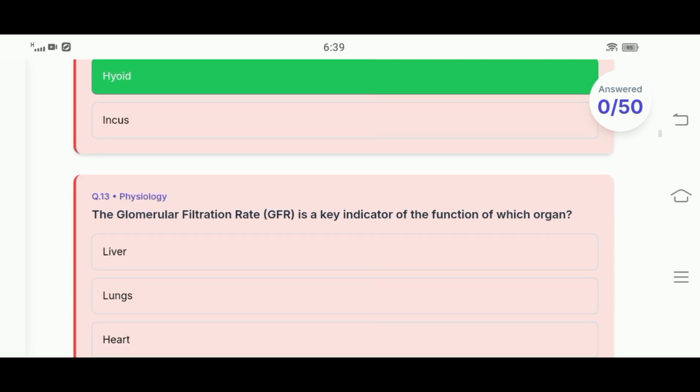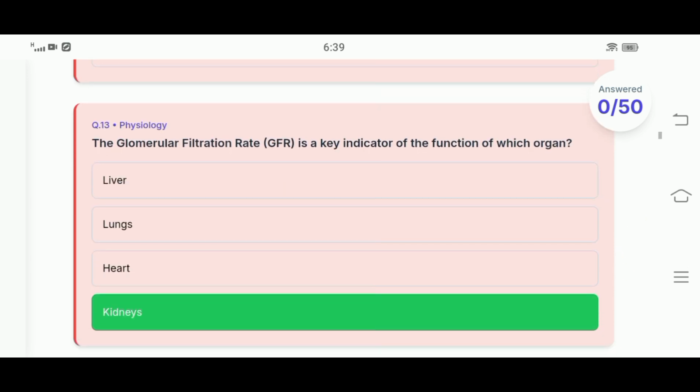Next, 13, physiology. The glomerular filtration rate is a key indicator of the function of which organ? Options are A. Liver, B. Lungs, C. Heart, and D. Kidneys. So the correct answer is D. Kidneys.